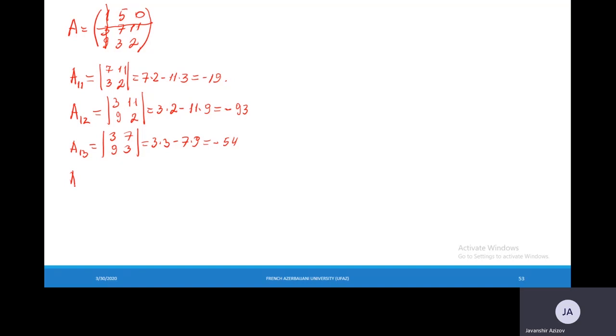We remove the second row and first column. The minor will be A21, the determinant of 5, 0, 3, 2, which is 5 times 2 minus 0 times 3, which is 10.